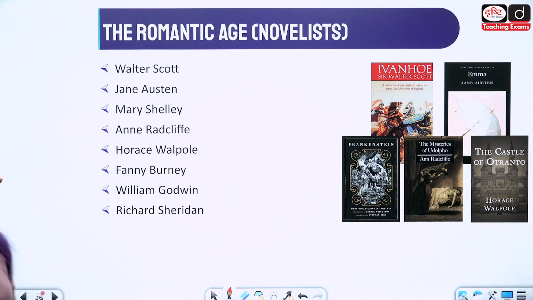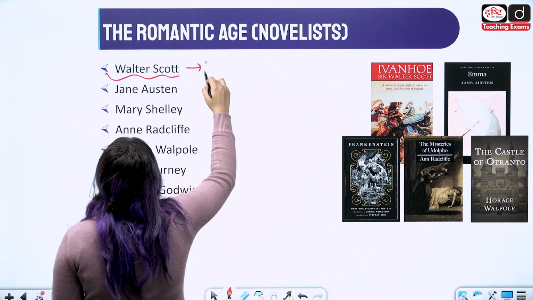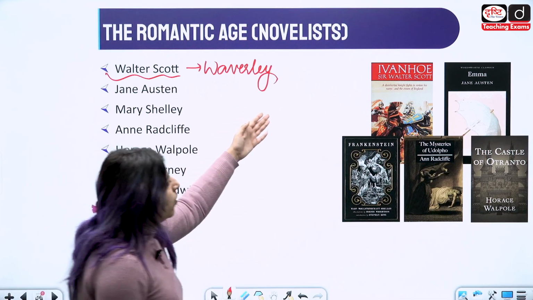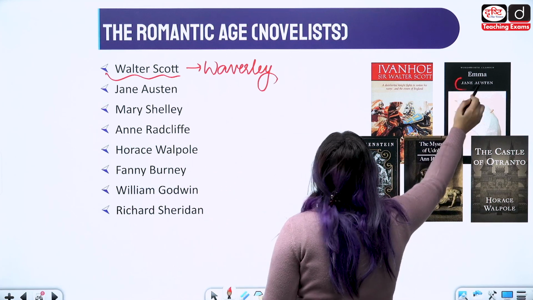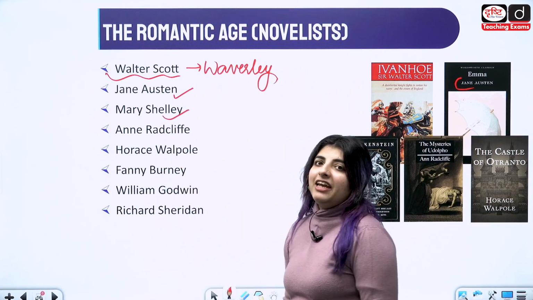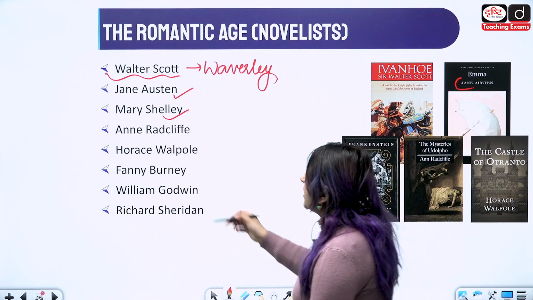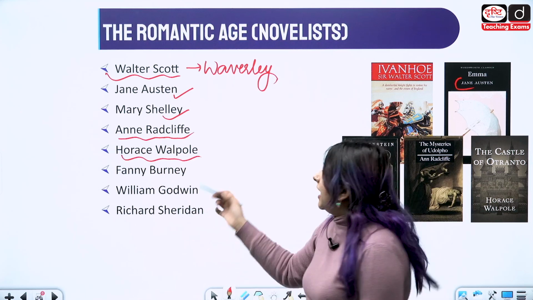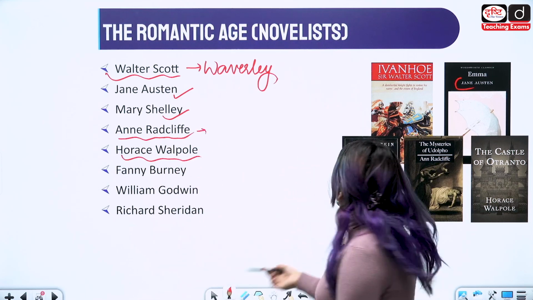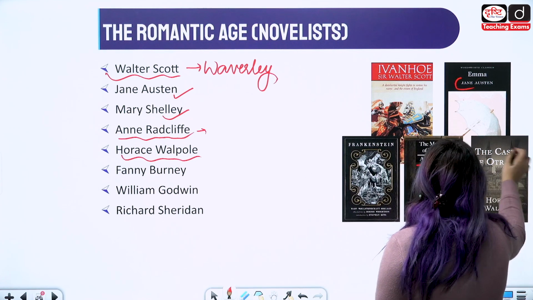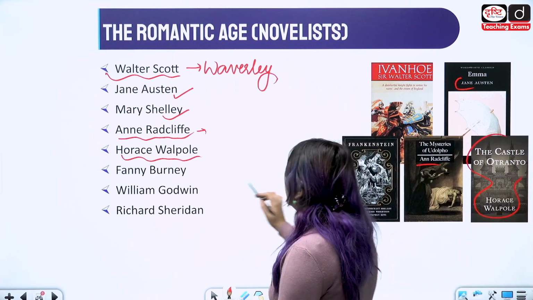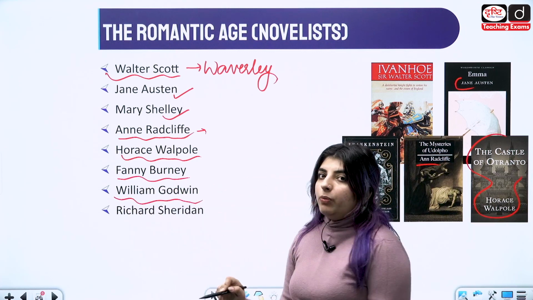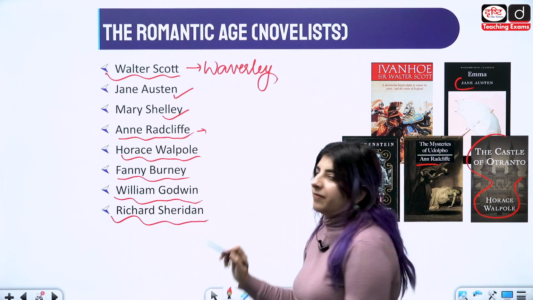Then the novelists that are there, Walter Scott, associated with the Waverley novels, like Ivanhoe, right? All these things. Then we have Jane Austen, Mary Shelley, Frankenstein, right? Anne Radcliffe, Horace Walpole, the Castle of Otranto, Anne Radcliffe, the Mysteries of Udolpho, Fanny Burney, Evelina, Camilla and all, William Godwin and Richard Sheridan.